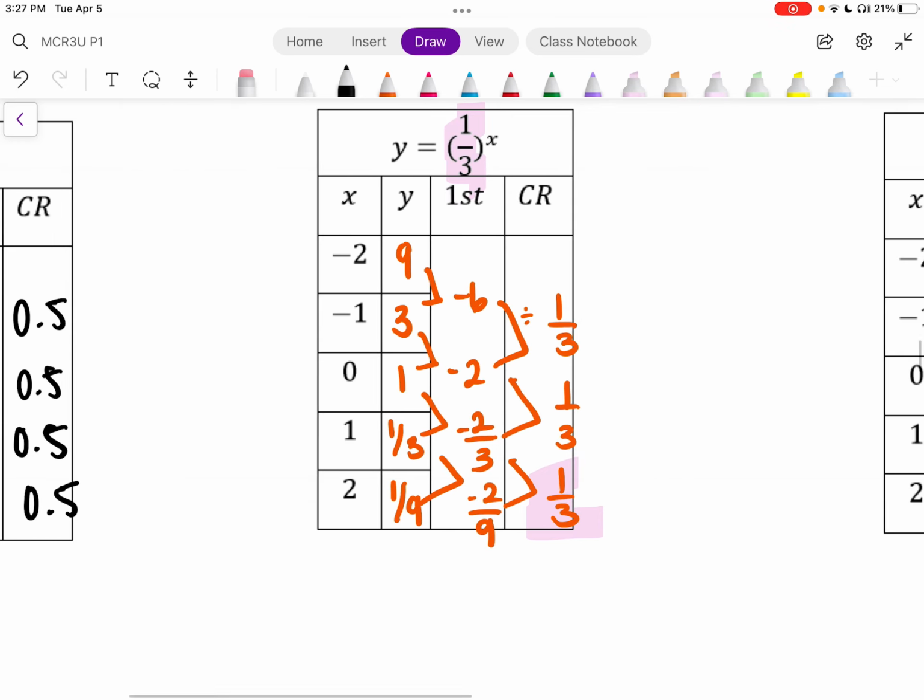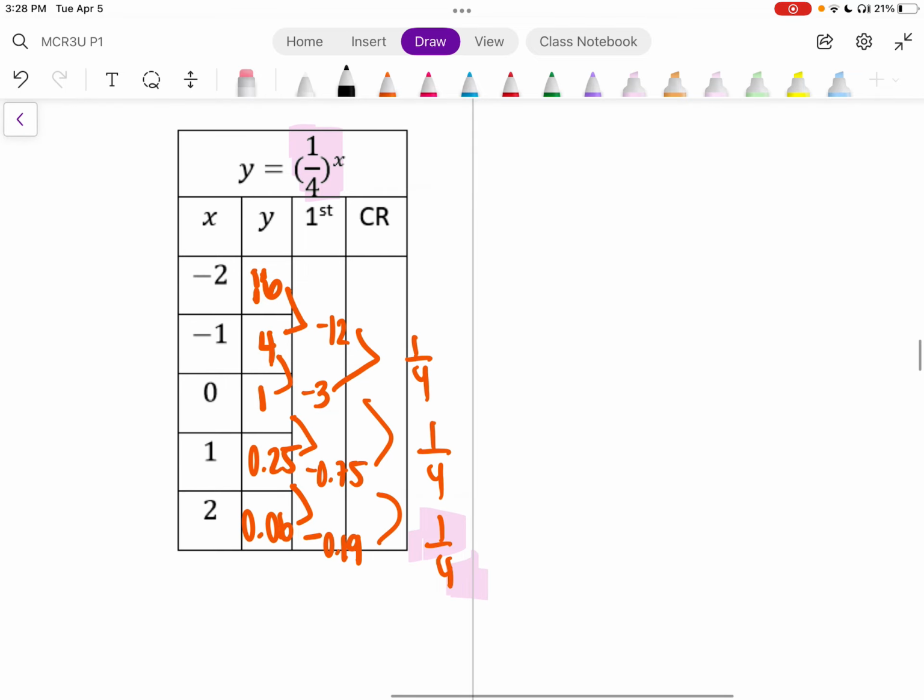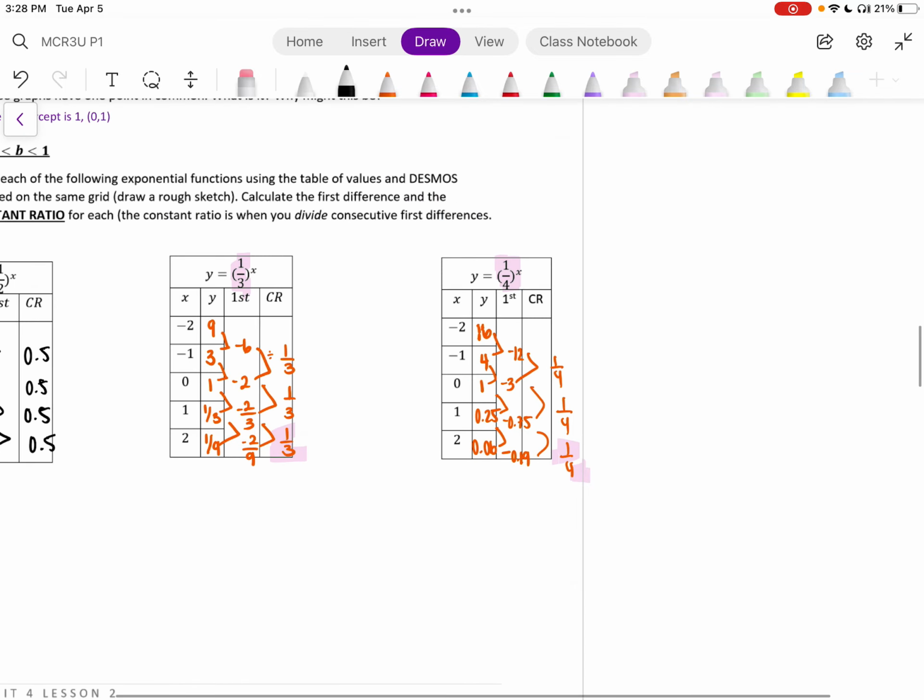Here I did the same thing. I actually did find the first differences, but I don't care for them right now. I'm just going to go ahead and say, okay, 3 divided by 9, 1/3. 1/3 divided by 1, 1/3. 1/9 divided by 1/3 is going to give me 1/3, which makes sense because that's my base. Same idea here. You're going to have a constant ratio of 1/4.